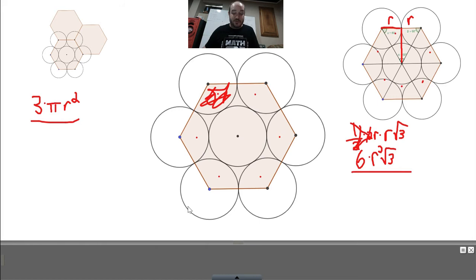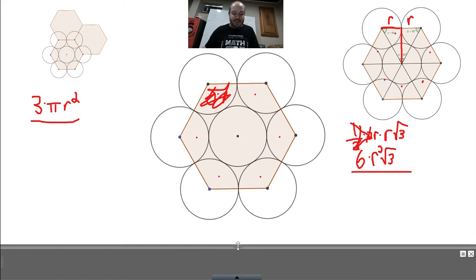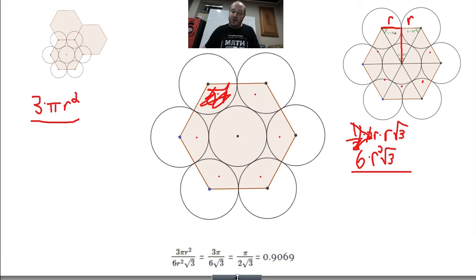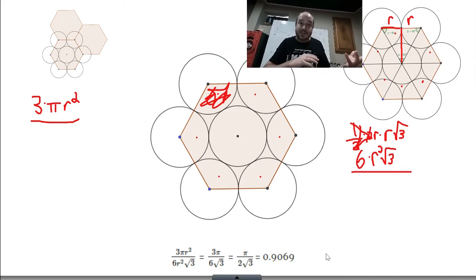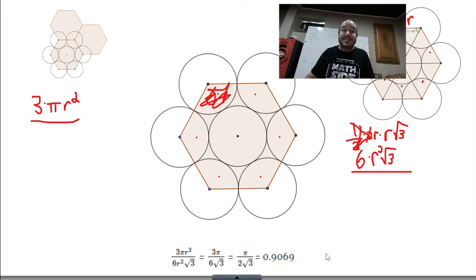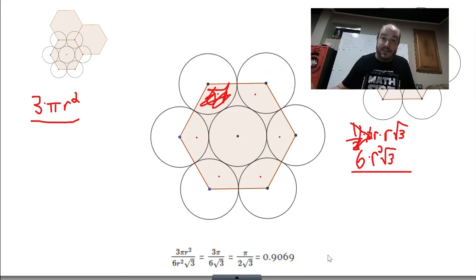So are you ready to see what the percent filled is? Well, I have that again down here. You can see all the same work we have, and you can see where I've kind of canceled things out to make it a little simple for us. But at the end of the day, what percent's being filled? 90.69% of this hexagon is being filled, which means if we fill our whole space with this type of circle packing, we're actually going to fill up 90.69% of our space instead of the 78% that we had earlier, which means this is far more effective.